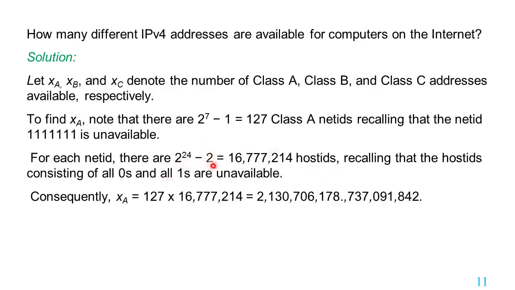Here, why do we subtract 2? Since all zeros and all ones, that is 24 zeros and 24 ones, are unavailable. So minus 2 represents the subtraction of these two sets of bits. Consequently, for class A addresses, XA is equal to 127 multiplied by the number of host IDs, and we get this number for class A addresses.